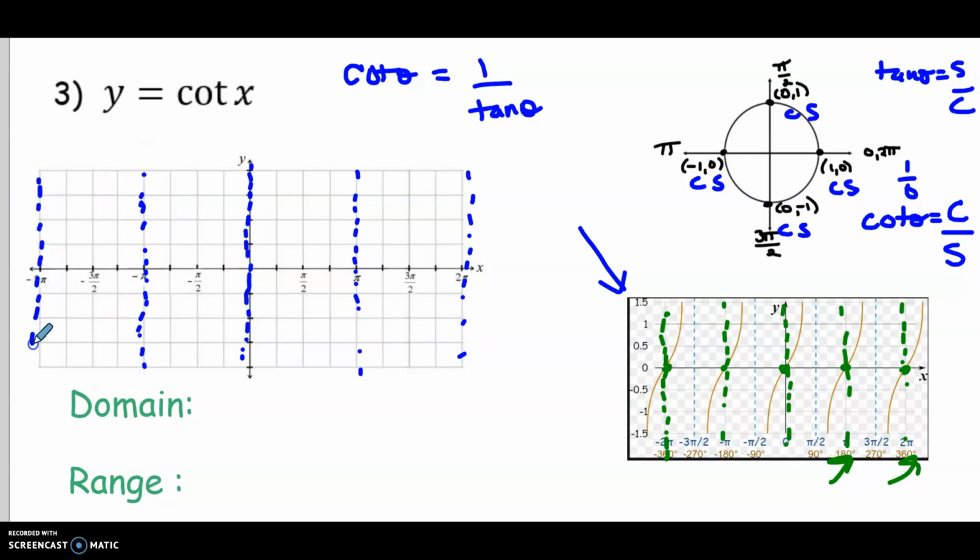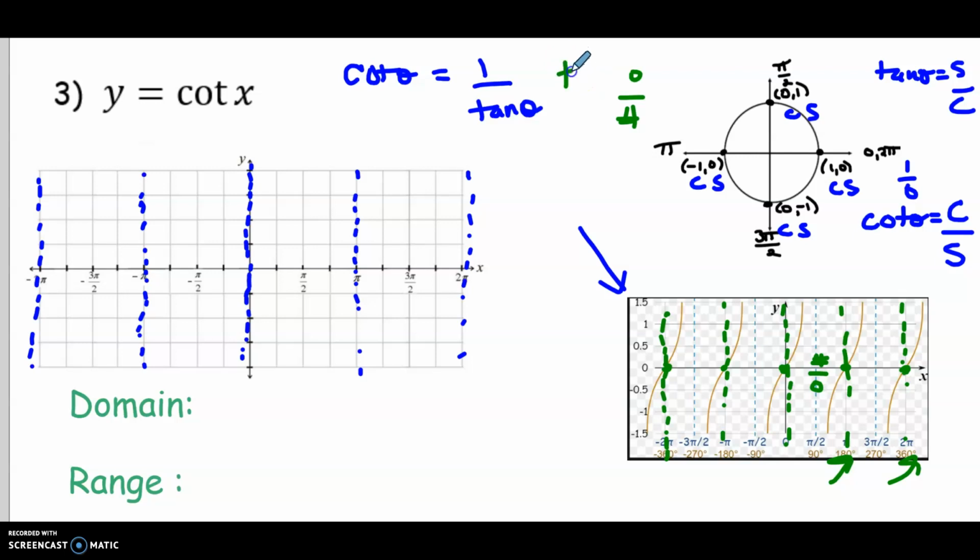Okay, so those are my asymptotes. All right, the next piece that's different in this graph is the fact that I have an asymptote here at pi over 2. Well, if I have an asymptote at pi over 2, that means that this value was some number divided by 0. So now if I flip that, it's going to be 0 divided by a number.